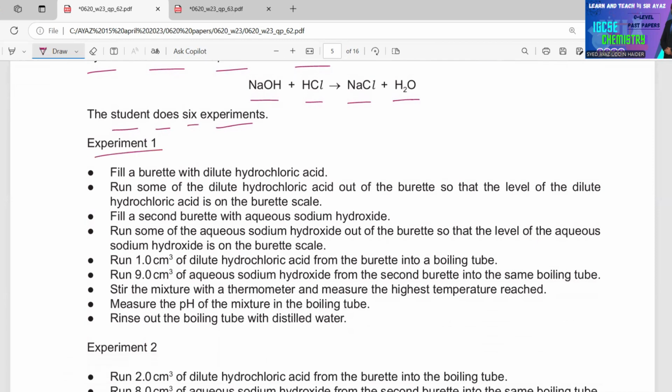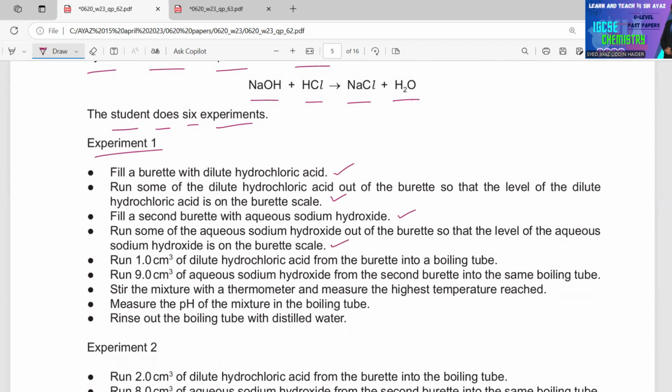So here the experiment. Experiment 1. Fill a burette with dilute hydrochloric acid. Run some of the dilute hydrochloric acid out of the burette so that the level of the dilute hydrochloric acid is on the burette scale. Fill a second burette with aqueous sodium hydroxide. Run some of the aqueous sodium hydroxide out of the burette so that the level of the aqueous sodium hydroxide is on the burette scale.